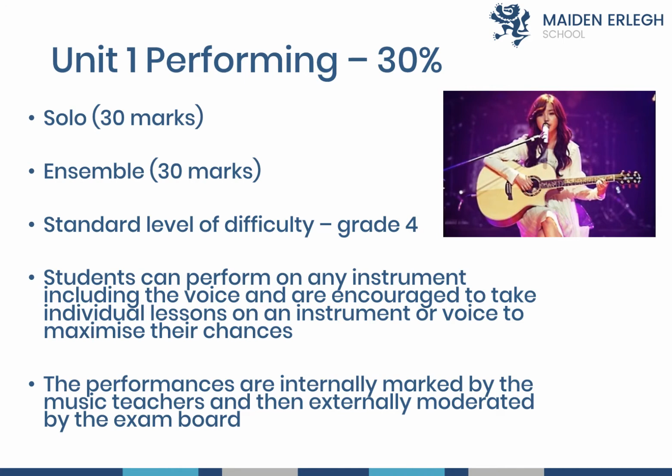Examples of ensemble performances include duets or performing as part of a larger group. The standard level of difficulty by the time they reach Year 11 is Grade 4. However, if students are playing above or below this standard level, then the marks are adjusted accordingly to reflect the level of difficulty. Students can perform on any instrument, including the voice, and are encouraged to take individual lessons on an instrument to maximise their chances. The performances are internally marked by the music teachers and then externally moderated by the exam board.